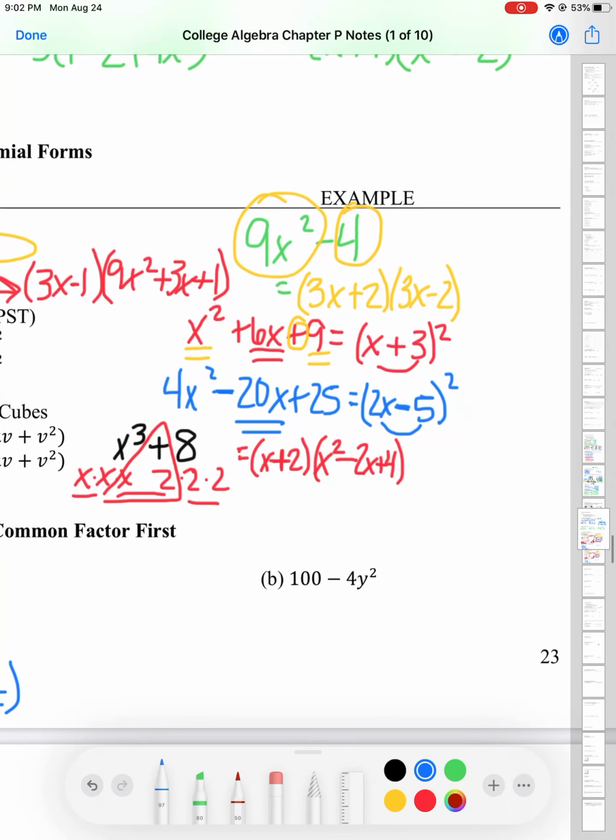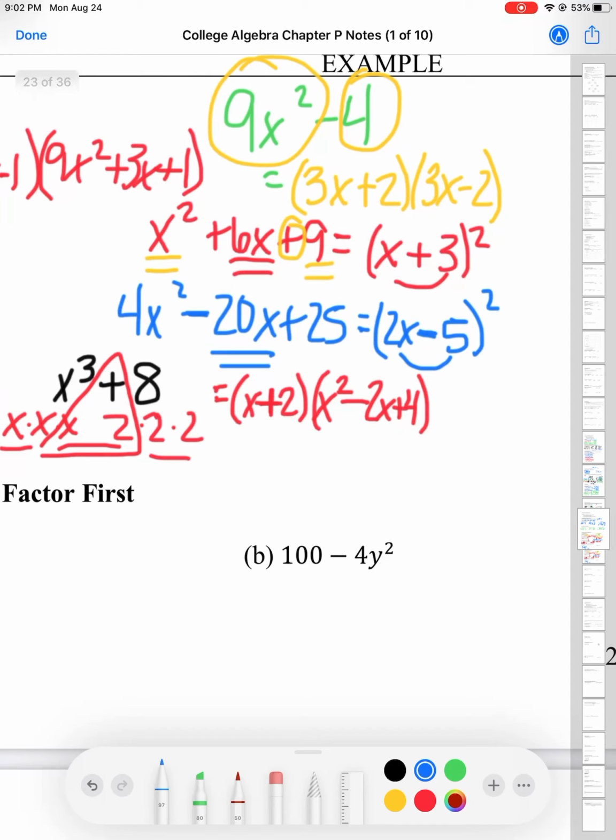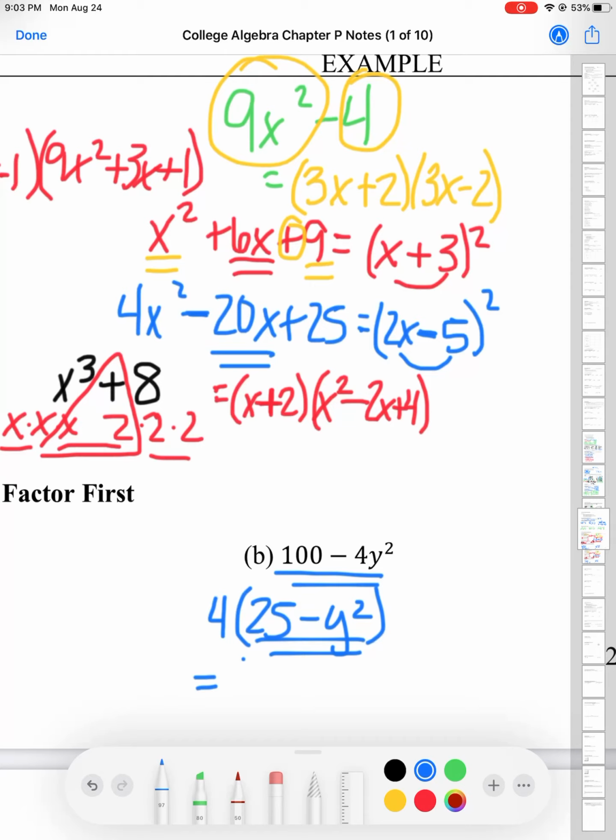Okay, B might be a little bit deceiving because you could factor this as a difference of two perfect squares right away, but then you'd have to factor out a GCF at the end. So I recommend factoring the GCF out at the very beginning, like I've preached to you this entire time. So I see a 4 that can be factored out. When I take a 4 out of 100, I get 25. So I have 25 minus y squared. Now when we factor that difference of two perfect squares, I get 4 times 5 plus y and 5 minus y.